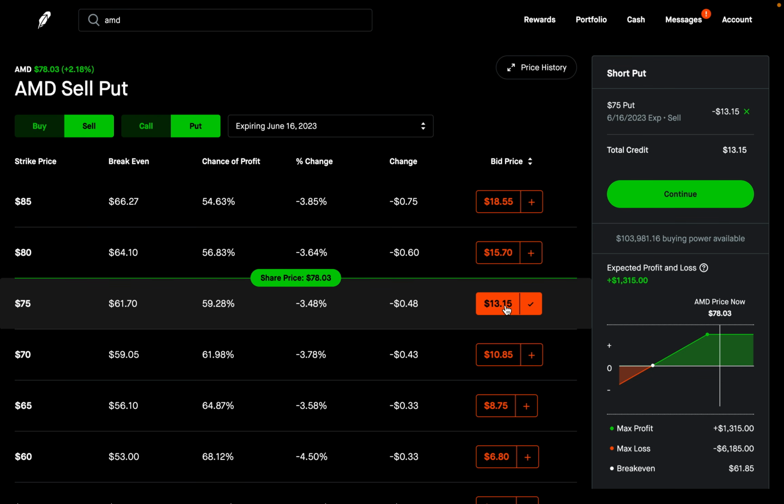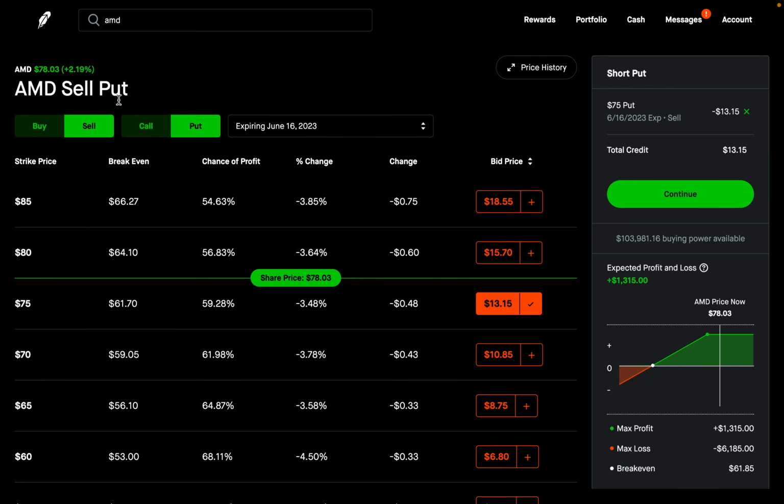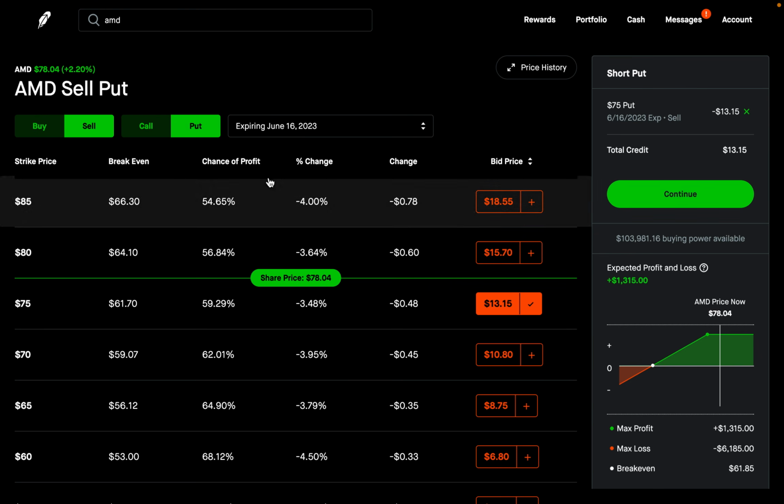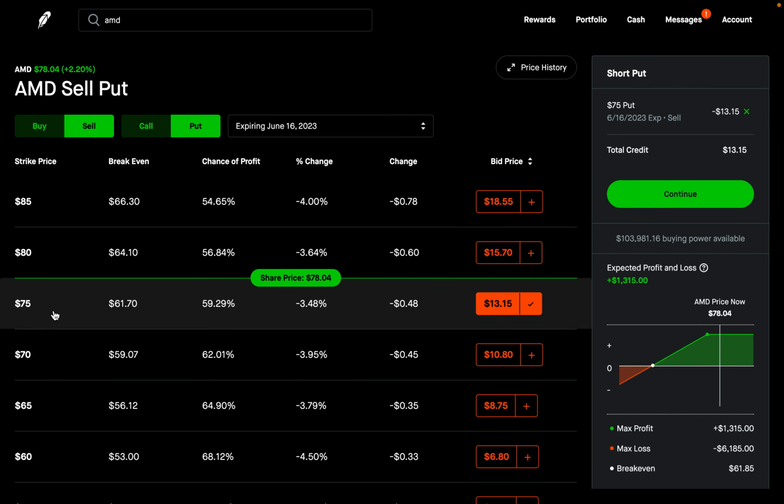The other thing that could happen is that at expiration, the share price of AMD is below the strike of the option, so under $75. If that's the case, then you're going to have to buy 100 shares of the stock at whatever strike you chose. So here, if on June 16th, the share price of AMD is below $75, I would have to buy 100 shares of AMD for $75 a share, but you still keep the premium as well. So you still keep $1,315 here, right?